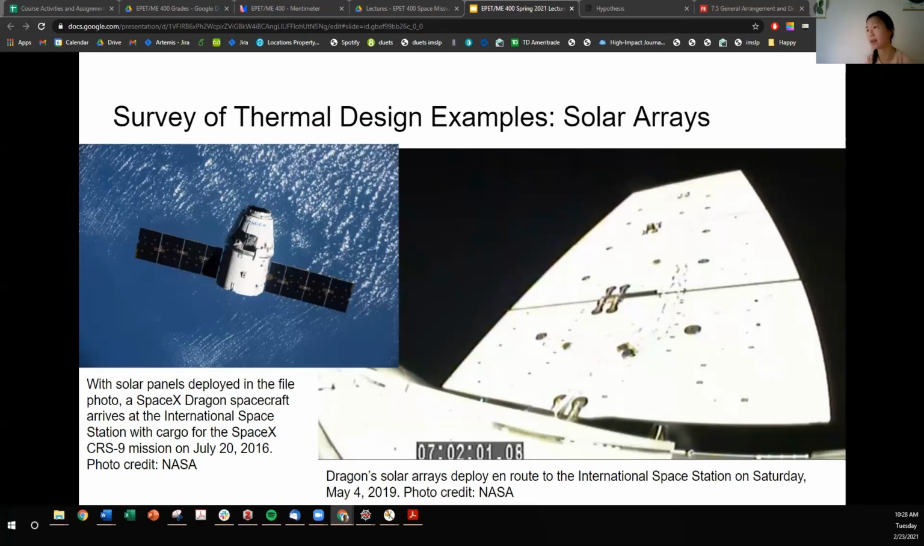I just have a picture of a front side and back side solar array for the Dragon capsule, just to demonstrate that this is definitely used in practice.